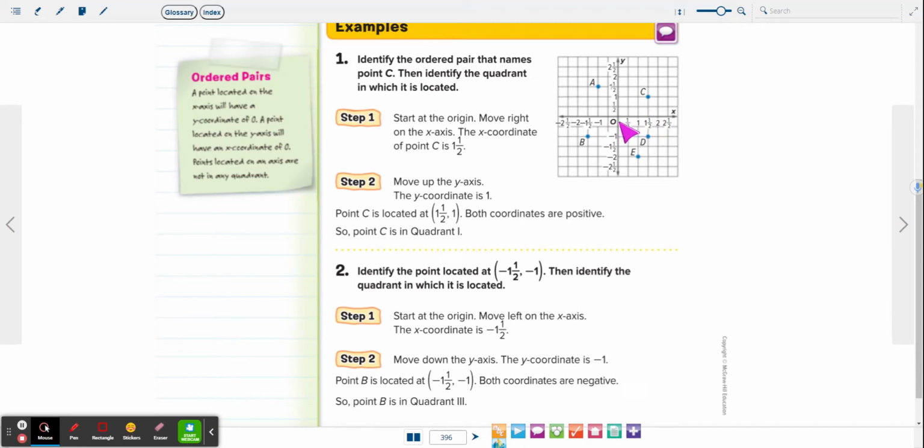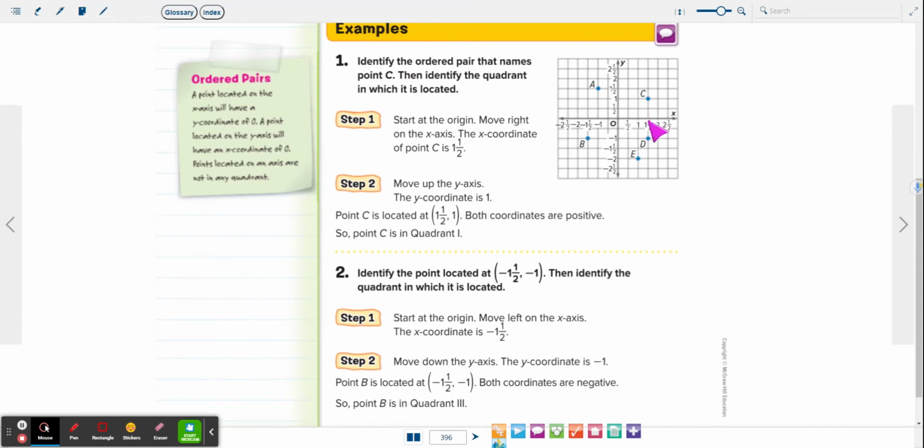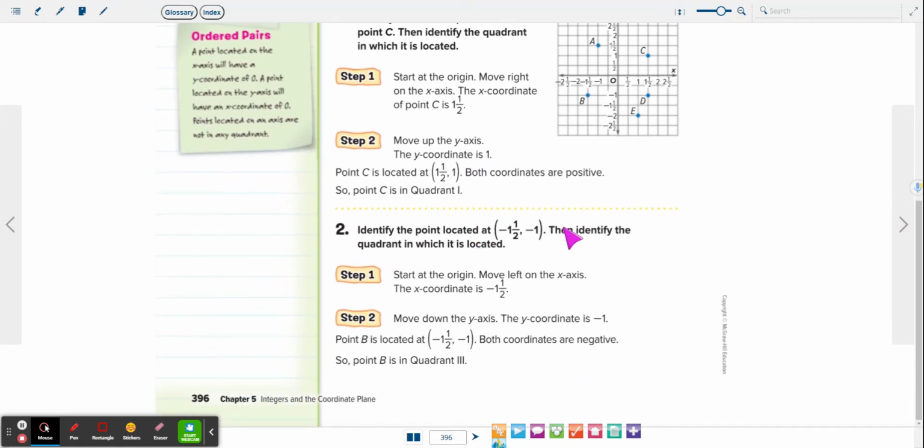Oh, these are halves. Sorry. So 1/2, 1, 1.5. It's 3 spaces over, but each one is a half. So it's 1.5 to the right. So that x coordinate is 1.5. And then the y coordinate going up, it goes 1/2 and then 1. So it's at 1 on the y coordinate. So it would be 1.5, 1 for the coordinate for that. All right, number 2, identify the point located at -1.5, -1.